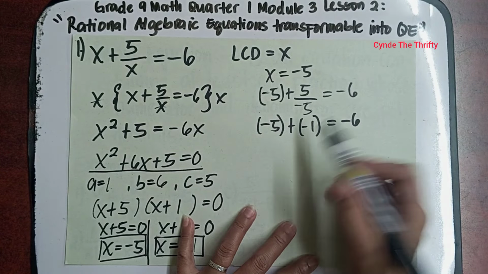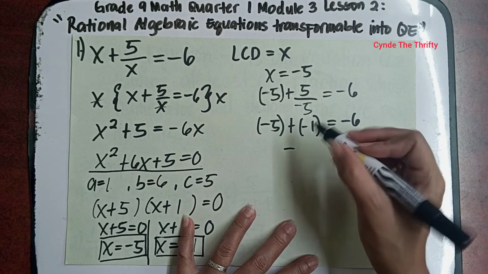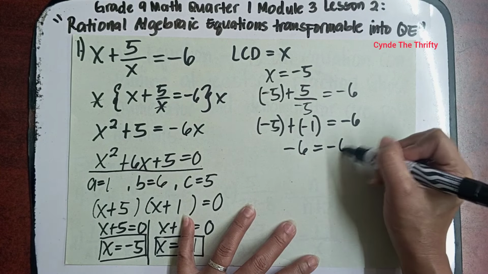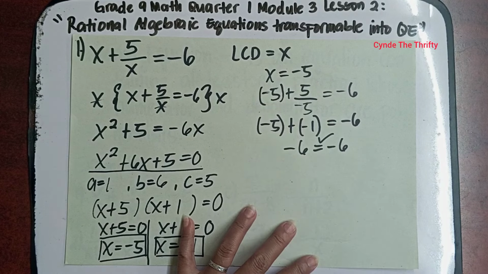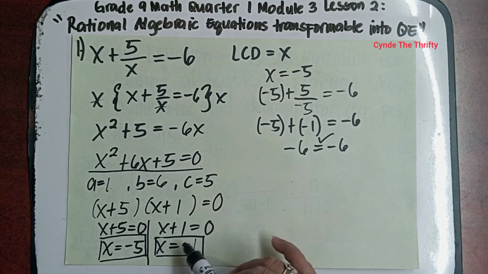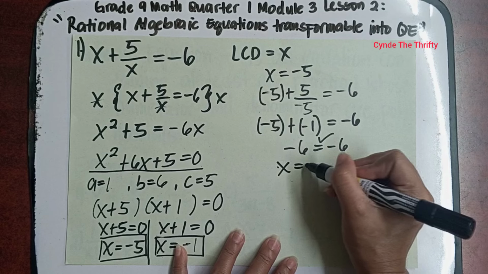So, negative and negative, of course, negative. 5 plus 1 is 6 is equal to negative 6. So, equal both sides. Ibig sabihin, tama si x is equal to negative 5. Now, punta naman tayo dito kay x is equal to negative 1.